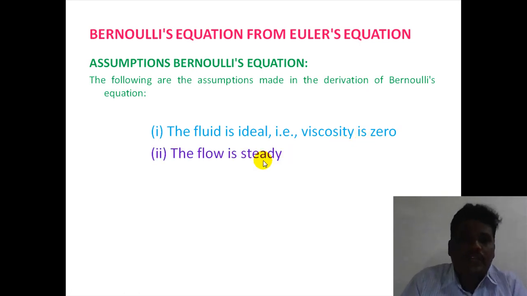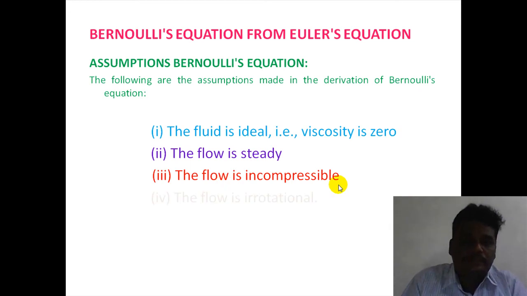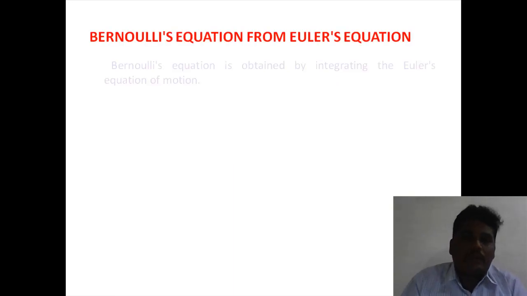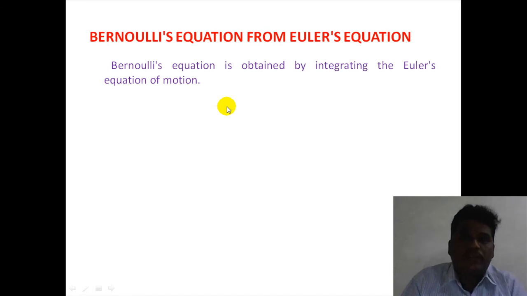Flow is steady. Next, the flow is incompressible. The flow is irrotational. Those are the assumptions. Now we get the Bernoulli's equation. Now we are integrating the Euler's equation. Bernoulli's equation is obtained by integration of Euler's equation.